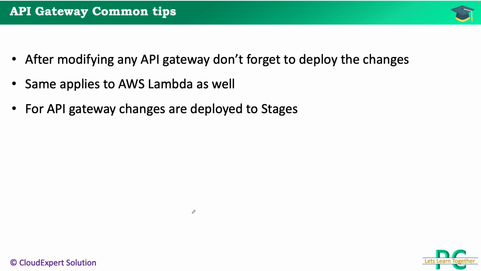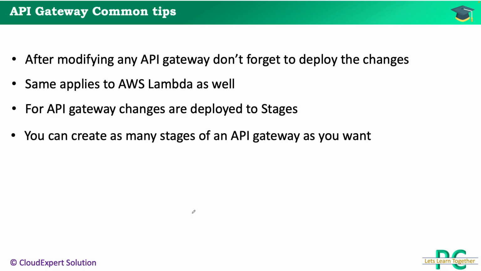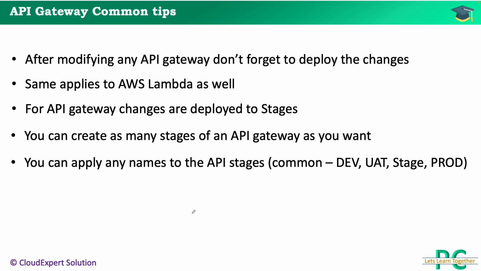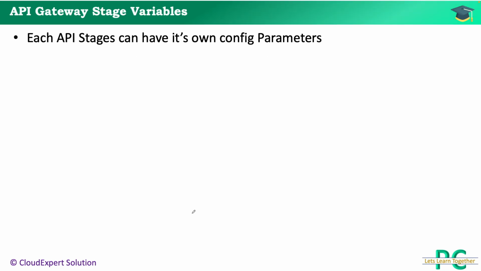For API Gateway, changes are deployed to stages. That means you can create multiple stages. For our example, we'll create dev, UAT, prod. You can create as many stages as you want, and you can apply any name to those API stages. As I was saying, for our demo, we are going to create dev, UAT, stage, prod, but you can use any name that is convenient for your use case.